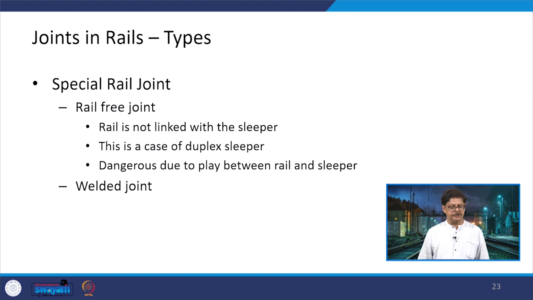Then a special rail joint in terms of a rail free joint, where the rail is not linked with the sleeper. This is a case of a duplex sleeper, but it is dangerous due to the play between the rail and the sleeper. In some of the cases it can be used because of its positive nature, but otherwise it is a problem. Now, if we want to remove all of the negative aspects which are related with the joints, then one option is to go for a welding of the joint. So, we will be talking about the welded joints and the various techniques of doing those weldings in one of the lectures to follow.